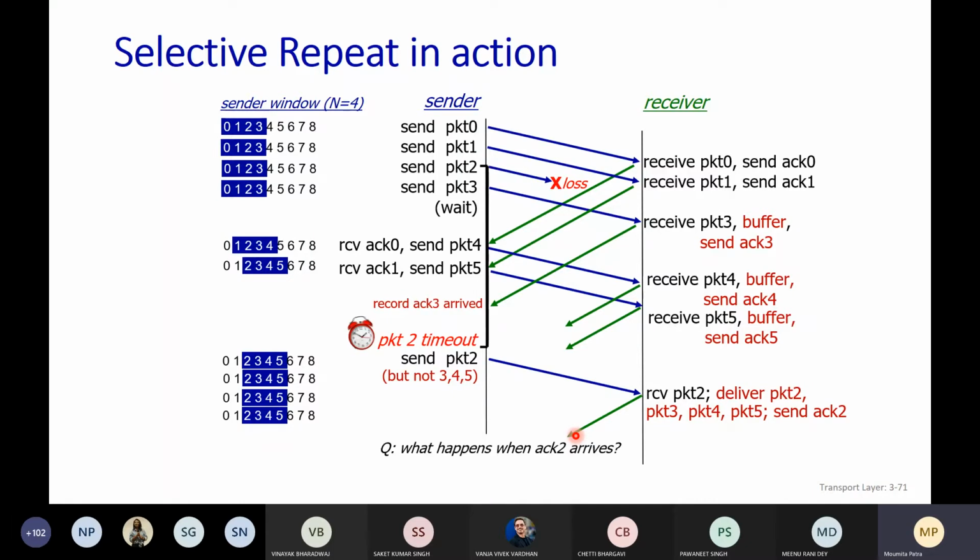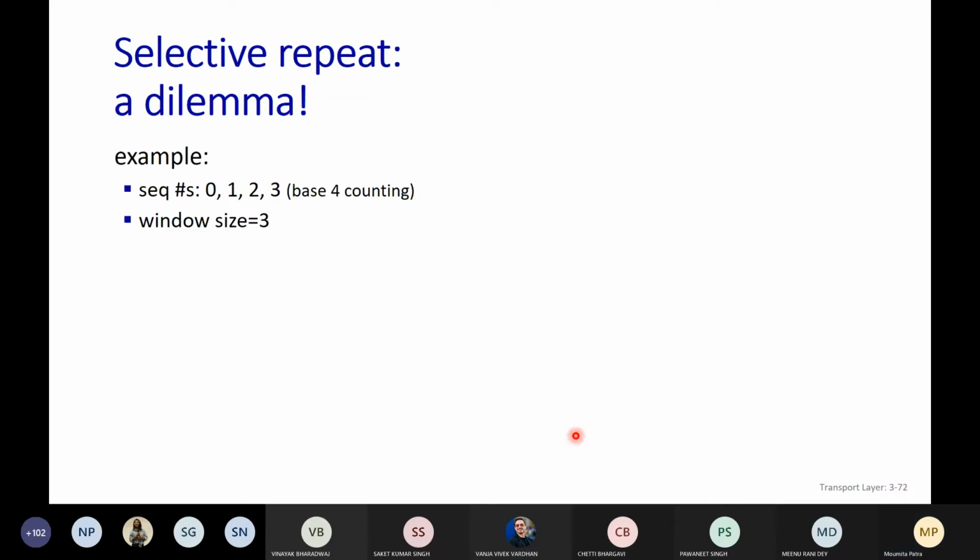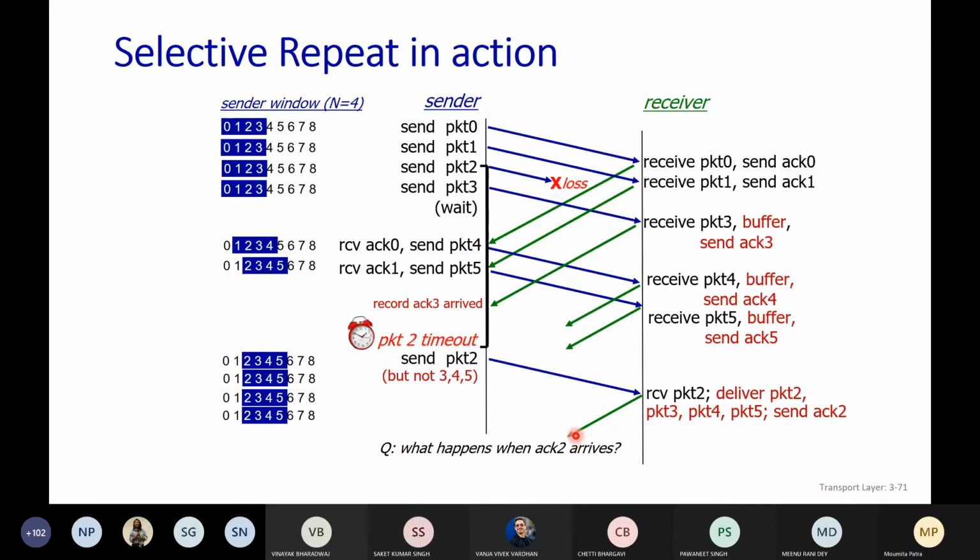So now the question would be: what happens when packet 2 is actually arriving? Can anybody tell me what would happen if packet 2 arrives? When packet 2 arrives, what would happen? Any answers to this question?